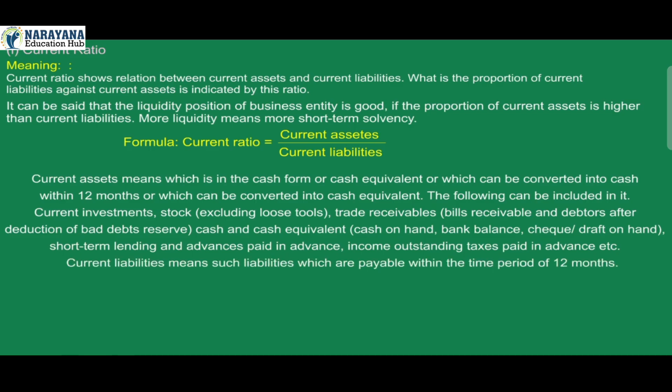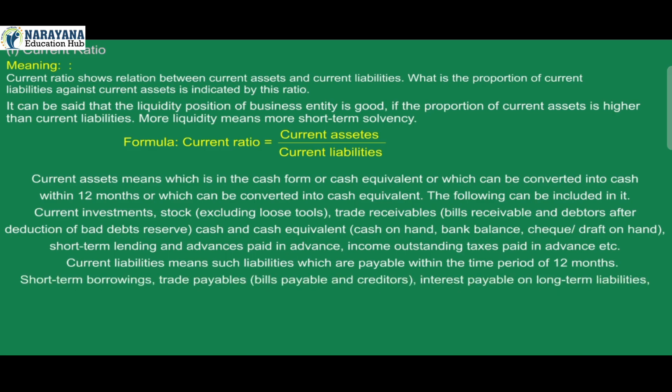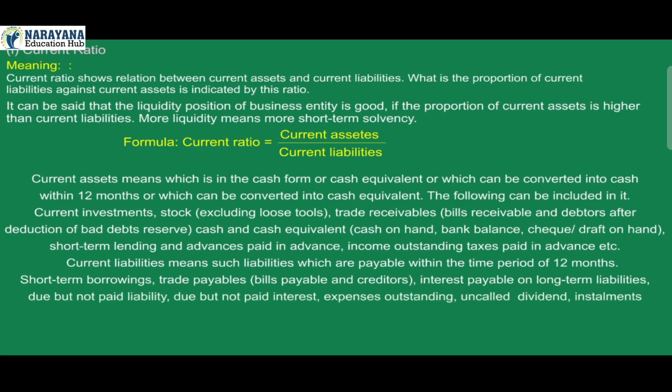Current liability means such liabilities which are payable within the time period of 12 months. Short-term borrowings, trade payables, that is bills payable and creditors, interest payable on long-term liabilities, due but not paid liability, due but not paid interest, outstanding expenses, unclaimed dividend, installments received in advance, and short-term provisions are included in current liabilities.